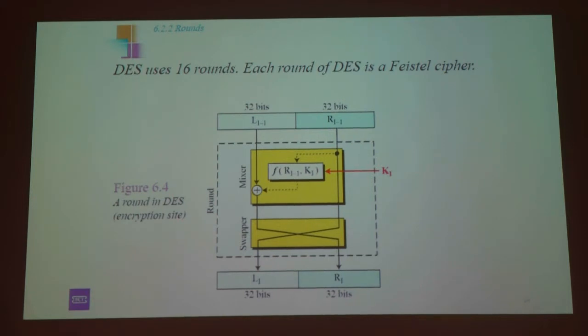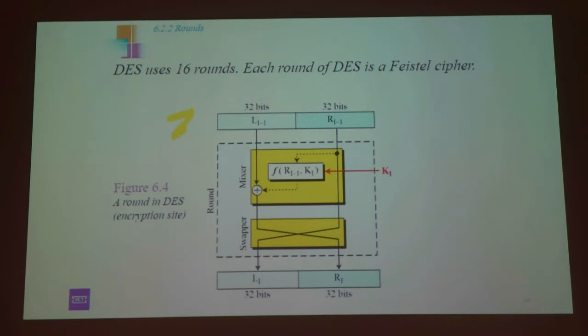Alright, so when you go to the DES, it uses 16 rounds. Each round of DES is a Feistel cipher. So what is the input? What's the block? 64 bits. We divide it into left and right, 32 and 32.